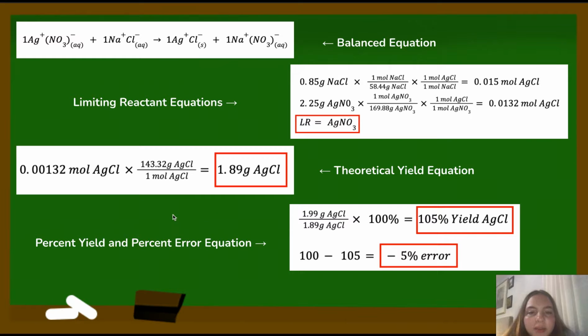Finally, I must find the percent yield, which you can find by dividing the actual yield by the theoretical yield, with the actual yield being the value of the solid we found and inserted into the data table, 1.99 grams of silver chloride divided by 1.89 grams of silver chloride. Then, once we multiplied that by 100% in order to find our percentage, I discovered that I received a 105% yield of silver chloride, creating a negative 5% error.